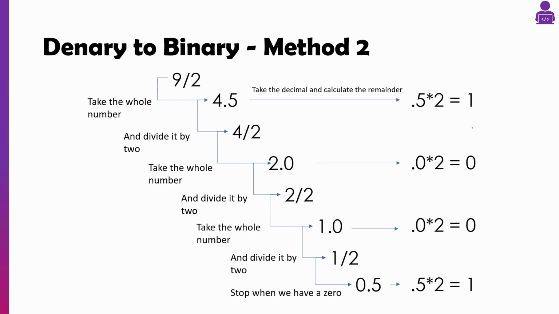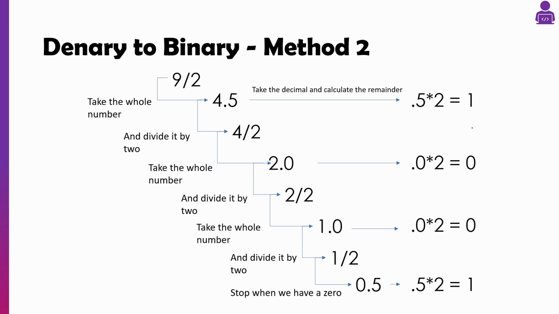The second method uses division. So we're going to convert a number 9. So 9 divided by 2 equals 4.5. Okay, so we take the whole number, and then if you've got a decimal, we times that by 2 to get the remainder, or if it's a decimal number at all, then it's going to be a 1. Okay, so it'd be 4 remainder 1.